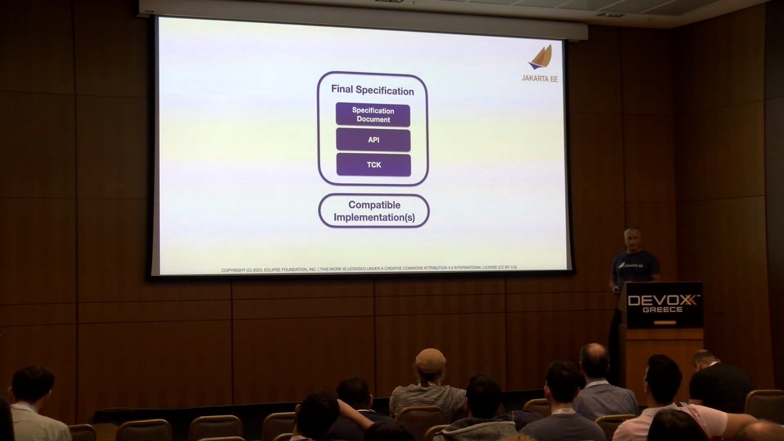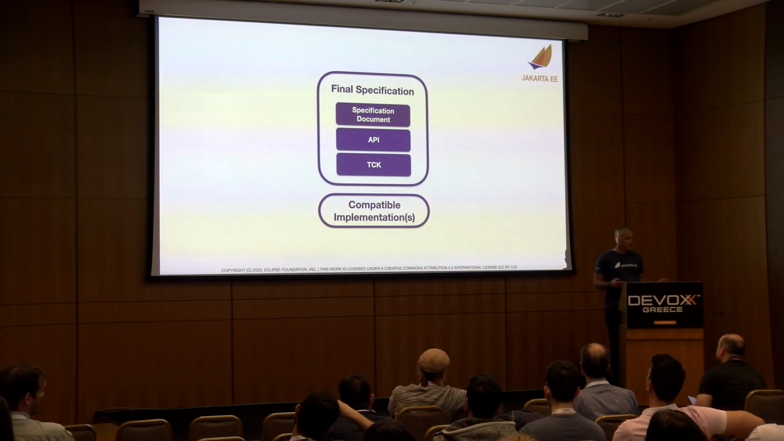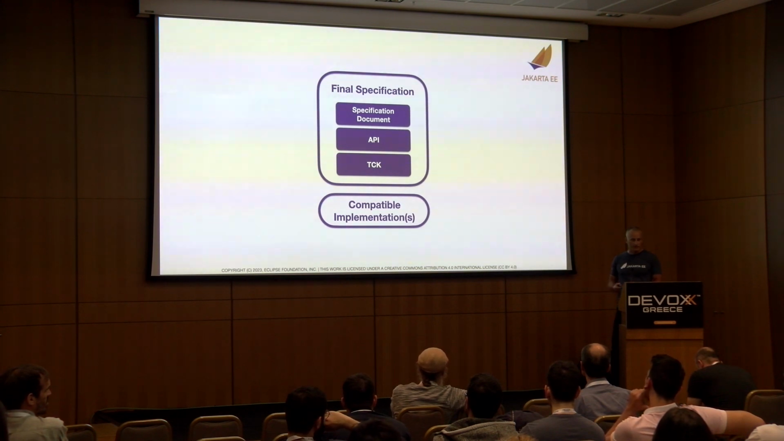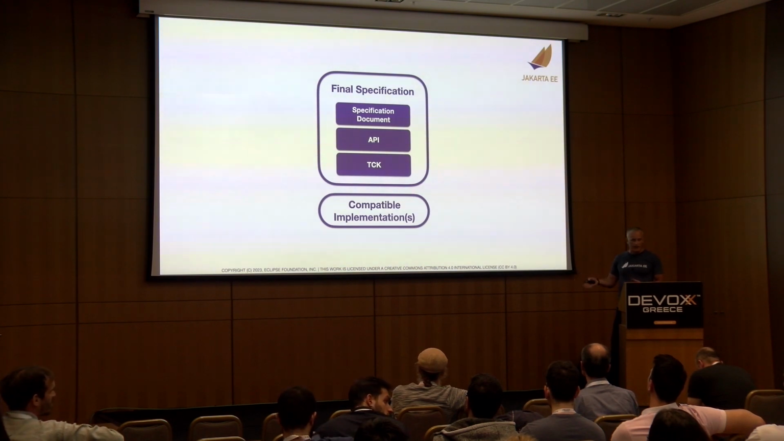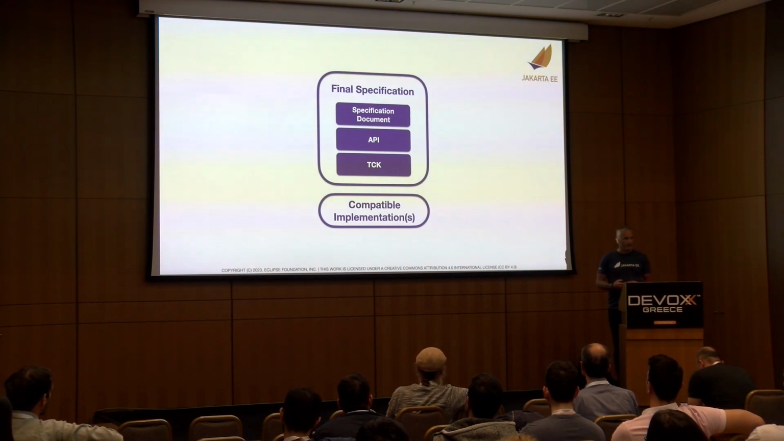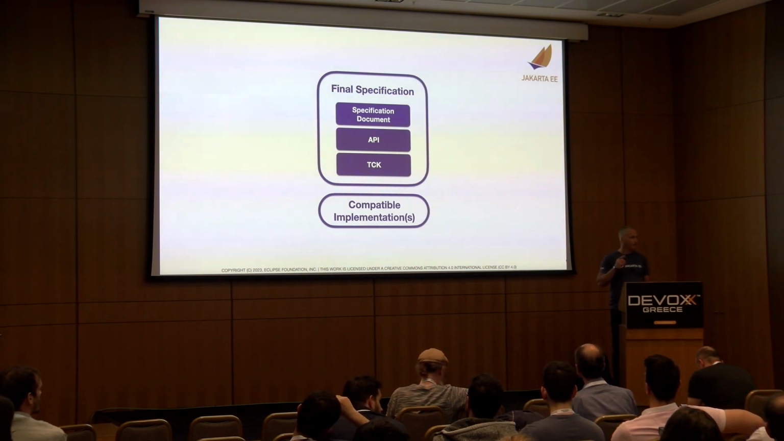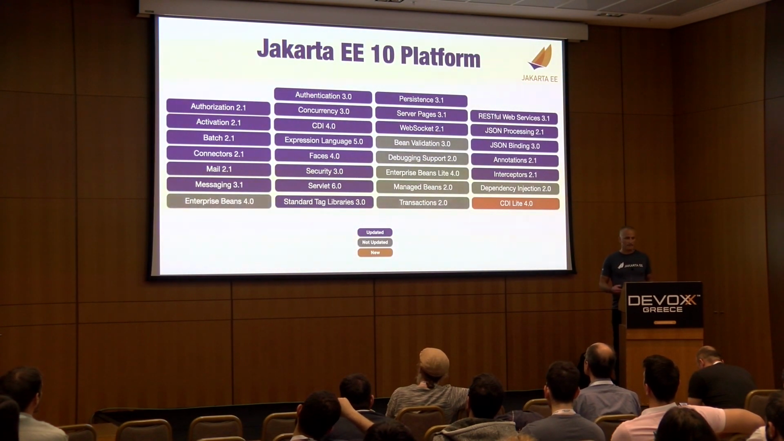And then we have the TCK, or Test Compatibility Kit, which is a test suite that tests for compatibility. So it verifies that the implementation fulfills all the requirements that are listed in the specification document, and also that it actually implements the API. And that brings us to compatible implementations. We need at least one compatible implementation to ratify a final specification. A compatible implementation is an implementation that passes the TCK. We can have many compatible implementations for a specification, but we need at least one open source one in order to say that, hey, this is final. After that, it can be any license you like.